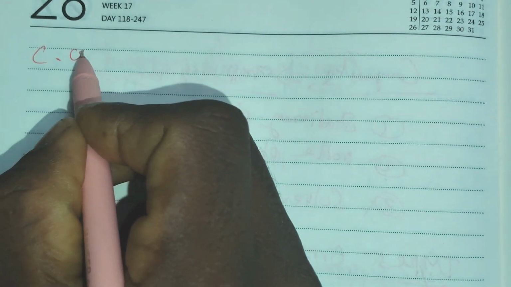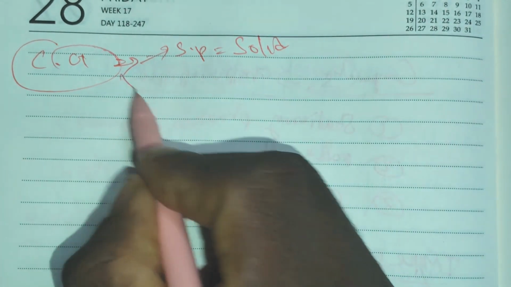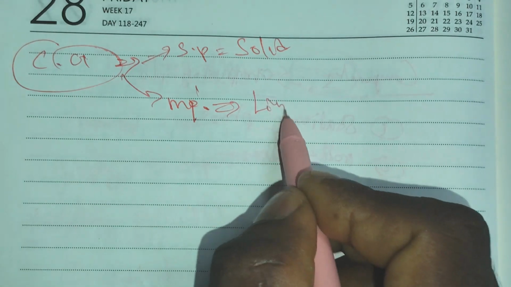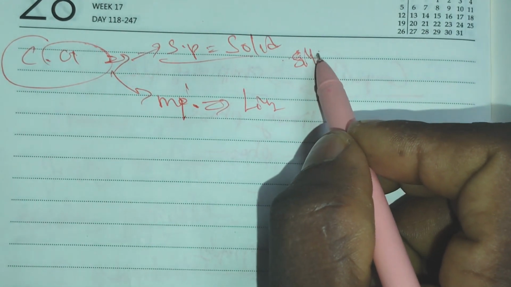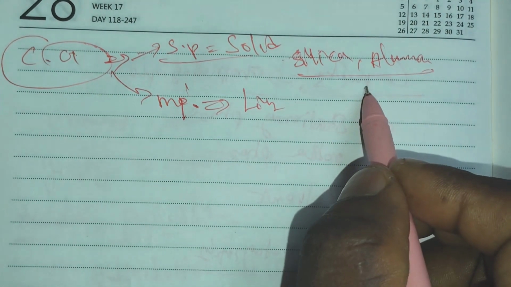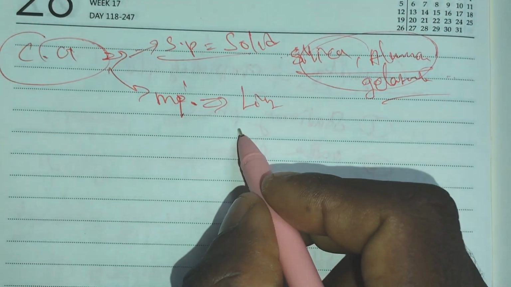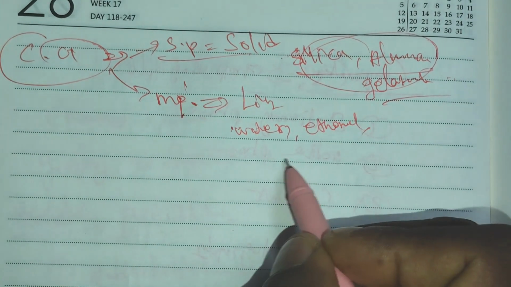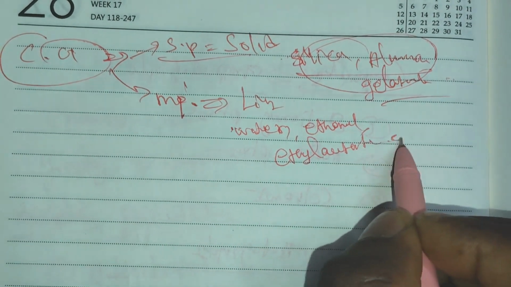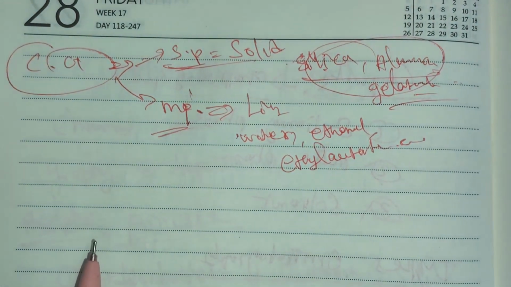Next, the types of chromatography, especially column chromatography. In column chromatography, the stationary phase is a solid and the mobile phase is a liquid. The solid stationary phase is silica gel, alumina, gelatin, and so on. The mobile phase is water, ethanol, ethyl acetate, etc. Silica, alumina and gelatin are all used as the stationary phase.